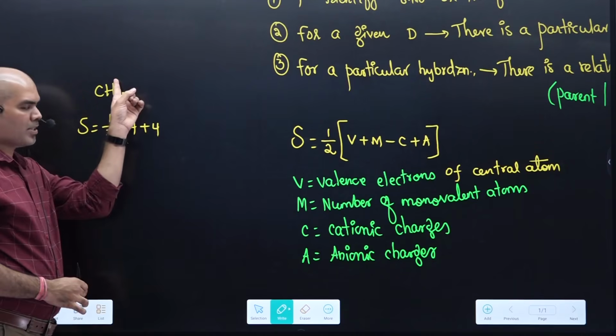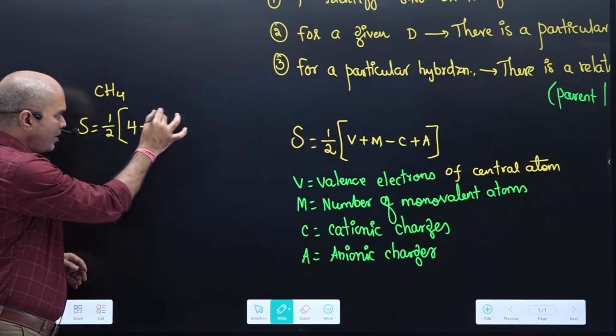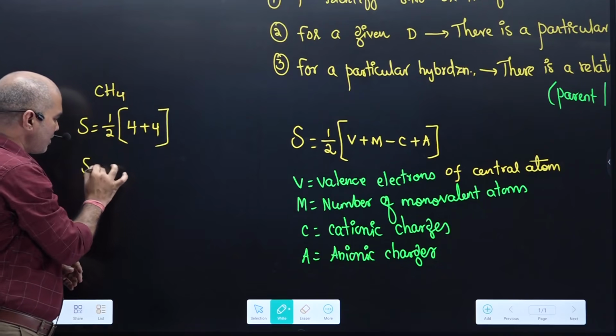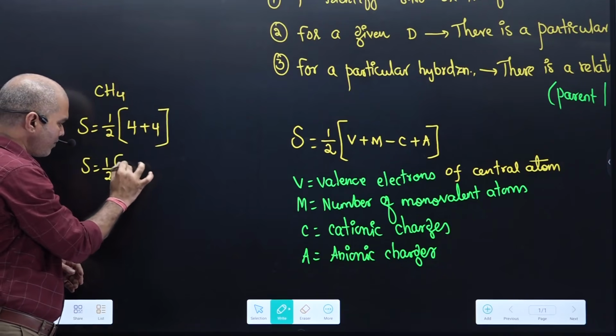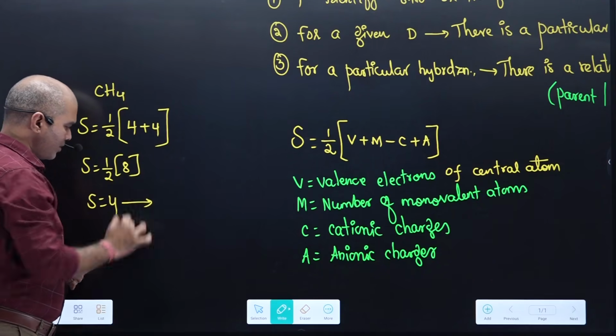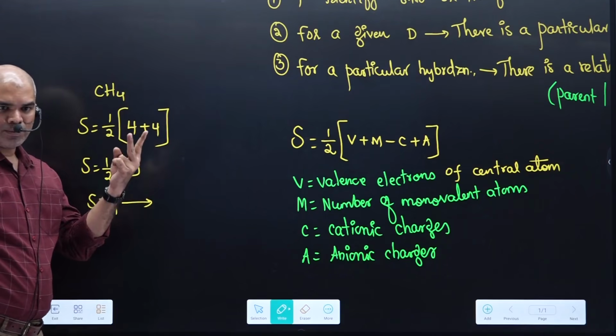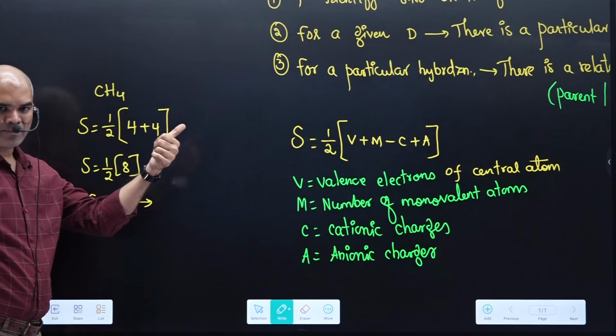Any cationic charges? No. Any anionic charges? No. So simply S is equal to half of 8. Half of 8 is 4. Steric number is 4. Once you get the steric number 4, for steric number 2, the hybridization is sp.